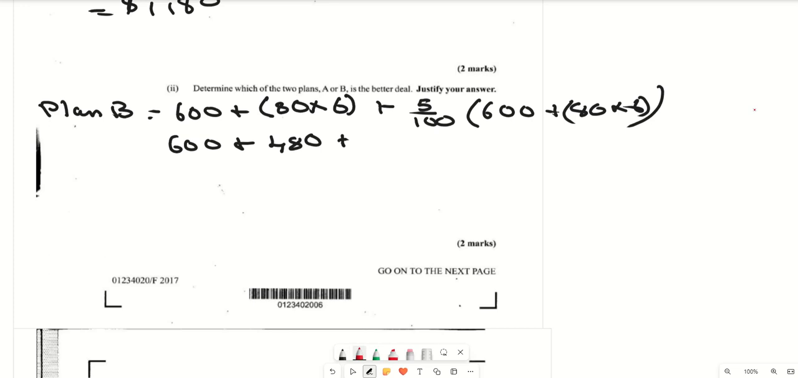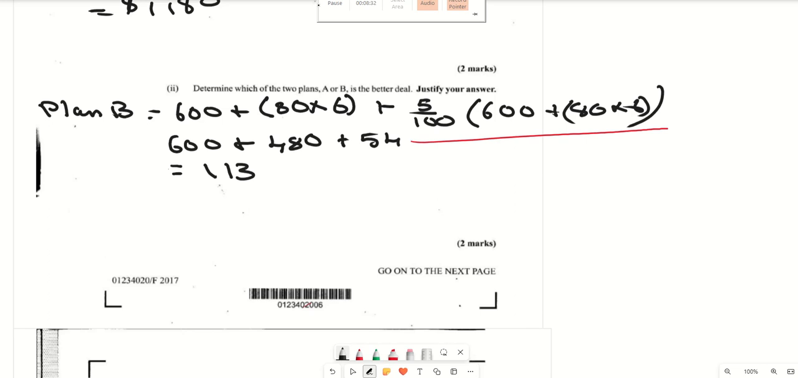We put this entire thing in a calculator, right? You're gonna get 54. Right, so when you add this all up, the total cost of this plan is going to be 600 plus 480 plus 54, which is equal to 1,134.